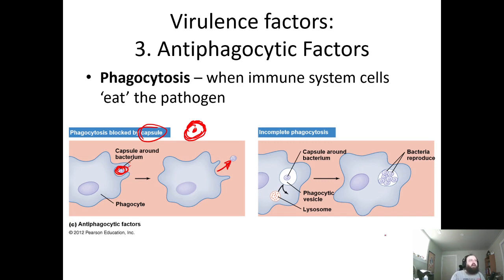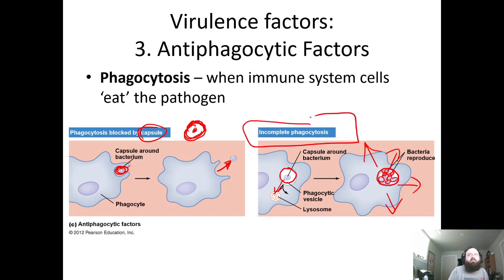The second possibility is the cell can survive phagocytosis, and so it doesn't fuse with the lysosome, and instead survives inside the phagosome. So they can get inside the phagosome, and now they're totally protected from your immune system because they're inside a cell of your immune system, and they can just reproduce and reproduce until eventually they just burst this macrophage, and then they can spread out. So this is referred to as incomplete phagocytosis.